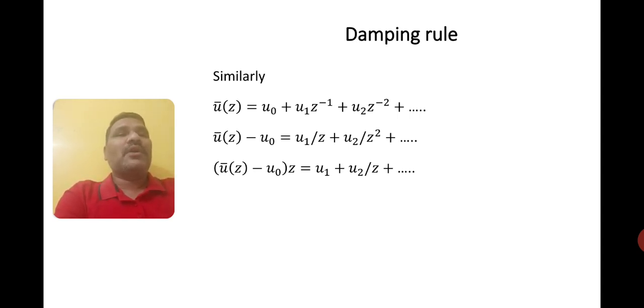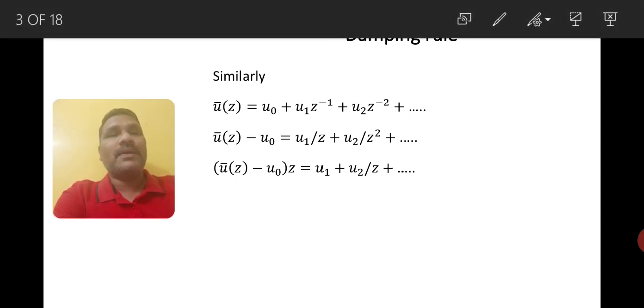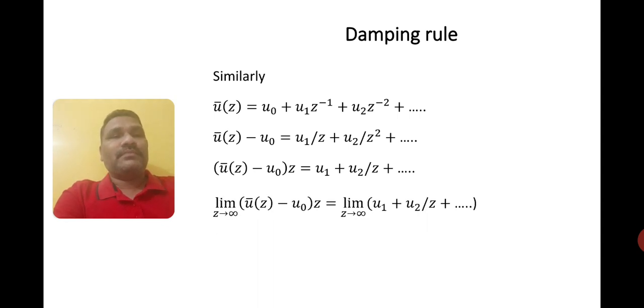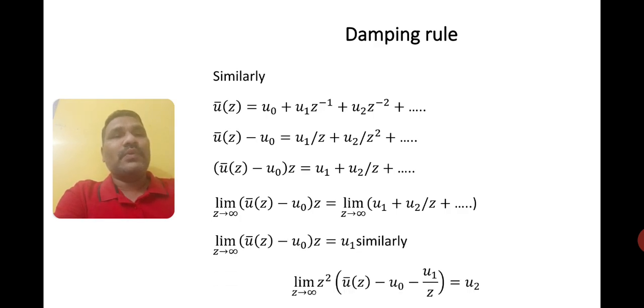u2 by z. I have taken z common here. If you take z as common over there, you will get only u1 plus u2 by z. Instead of z square, you will get z and so on. Now we will apply the limit for this. If you apply the limit, you will get the value of u1. Similarly, I can write u2 in this fashion.